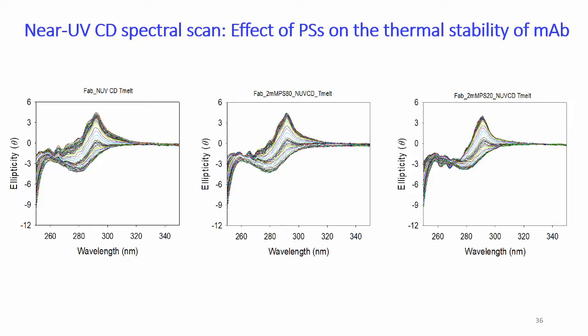And then we can see the same phenomenon when we do the spectral scan with near UV circular dichroism. The left panel is the Fab, the middle panel is Fab plus PS80, and the right panel is Fab plus PS20. So you can see drastic differences, increased differences between PS20 and the Fab compared to differences between Fab and Fab with PS80.